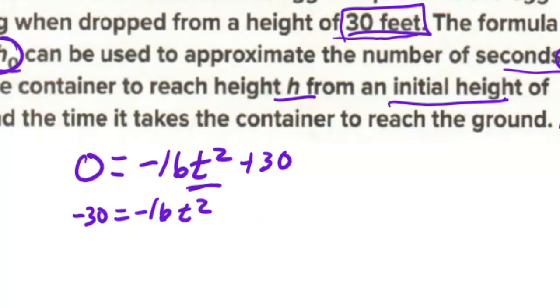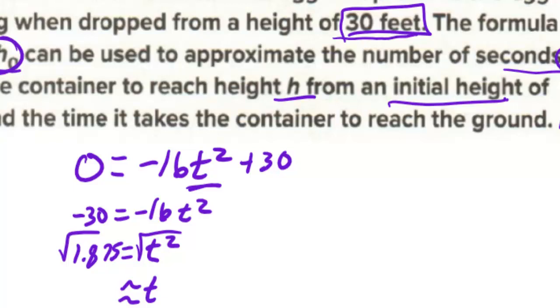Then I'm going to divide both sides by negative 16, and that will end up giving me 1.875 equals t to the second power. And then to solve for t, we're taking the square root of both sides. We end up with t approximately equal to, and I'm going to use a calculator for this one, plus or minus 1.37 seconds. Now remember, we're talking about the context of a problem, so this negative 1.37 seconds doesn't make sense, so we're not going to include that.